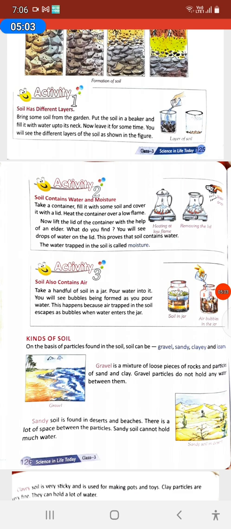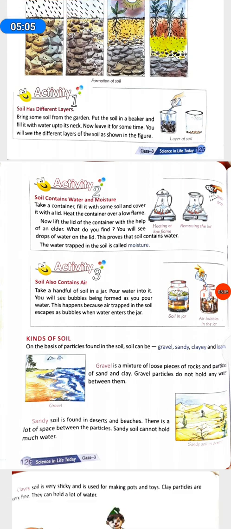Activity 3. Soil also contains air. Take a handful of soil in a jar. Pour water into it. You will see bubbles being formed as you pour water. This happens because air trapped in the soil escapes as bubbles when water enters the jar. Soil in jar, air bubbles in the jar.